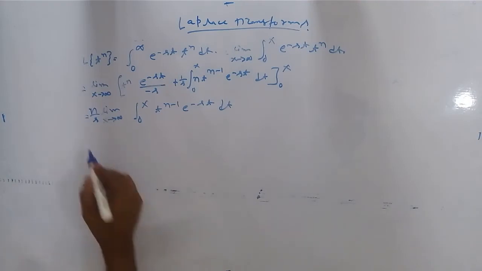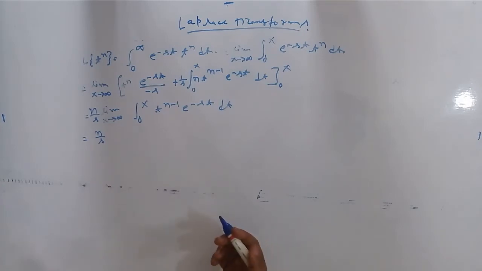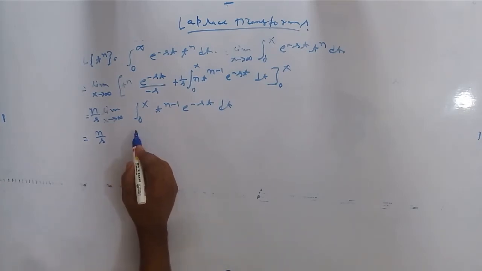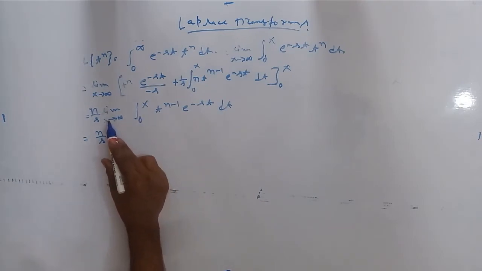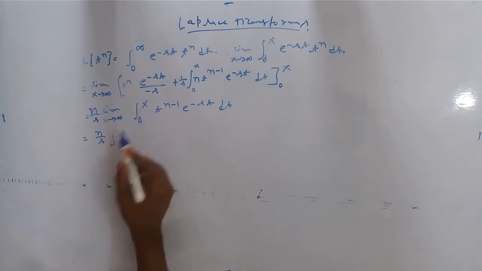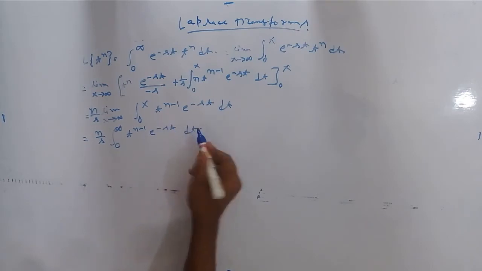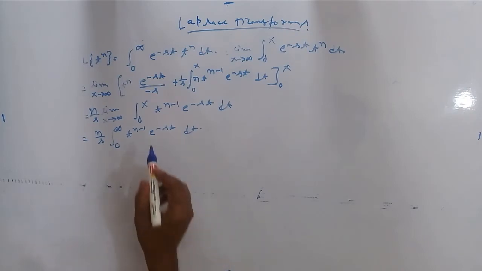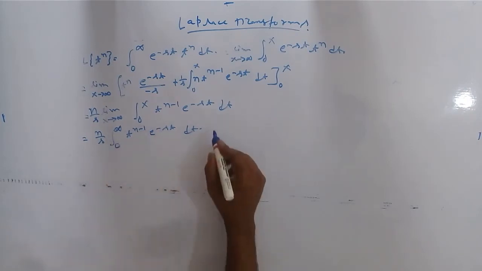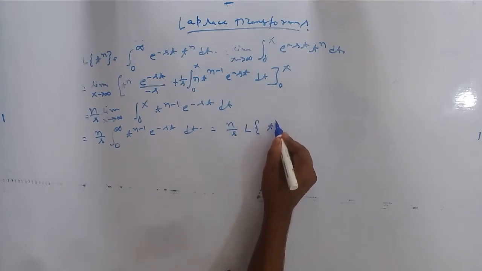So now n by s, here I am again putting infinity in place of x, that will be the integral from 0 to infinity of t to the power n minus 1 e to the power minus st dt. This is also the definition of the Laplace transform of which function? L of t to the power n minus 1.